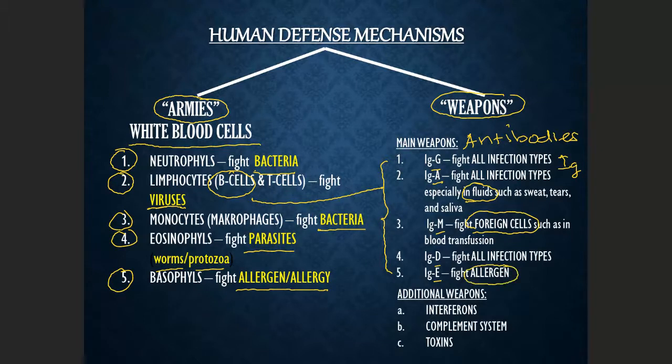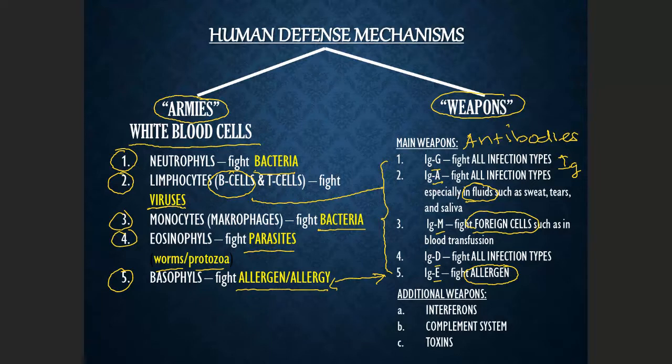And the last one, the IgE, the least abundant one, usually also helps to fight against allergens. Okay, it kind of works together with the basophil. You see, the basophil and IgE usually fight against allergens, the antigens that cause allergy.